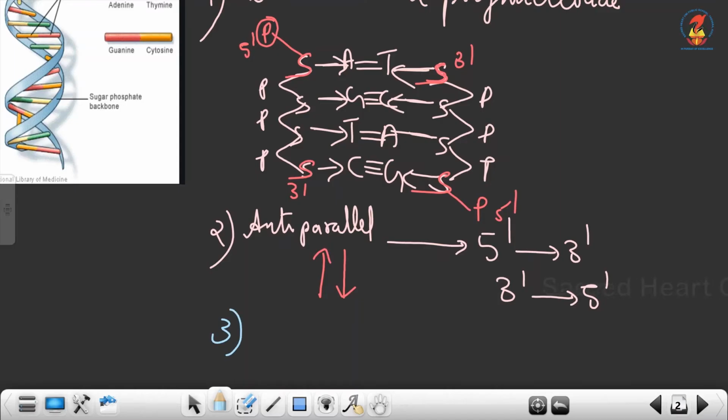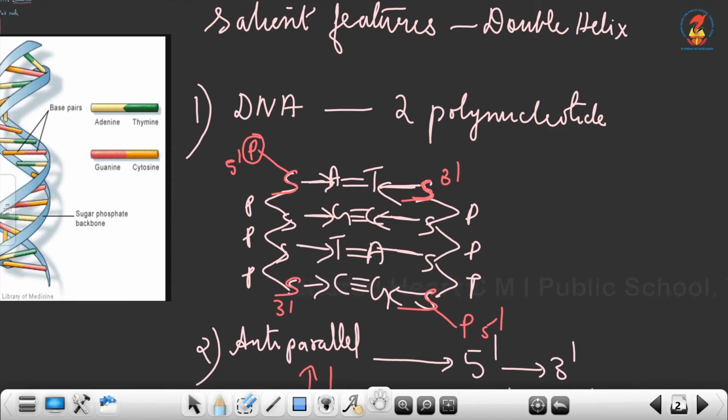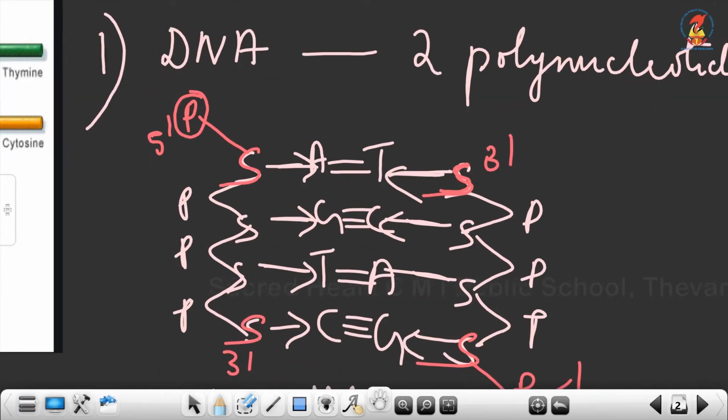Next, the third point is related to bonds, all the bonds. I'll zoom this picture, focus on these components. Now, the bonds are going to be indicated in blue. The bond between the bases are the hydrogen bonds. See, these are the hydrogen bonds. So, what is indicated in blue is the hydrogen bonds, and there are 2 hydrogen bonds between A and T and 3 hydrogen bonds between G and C.